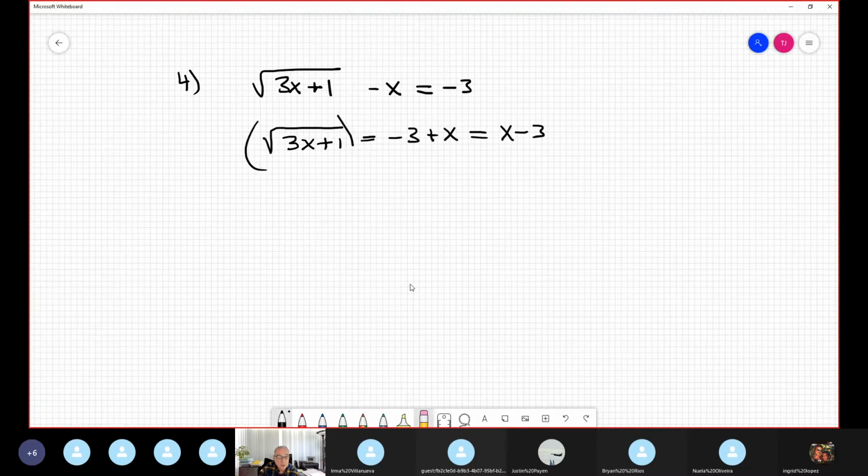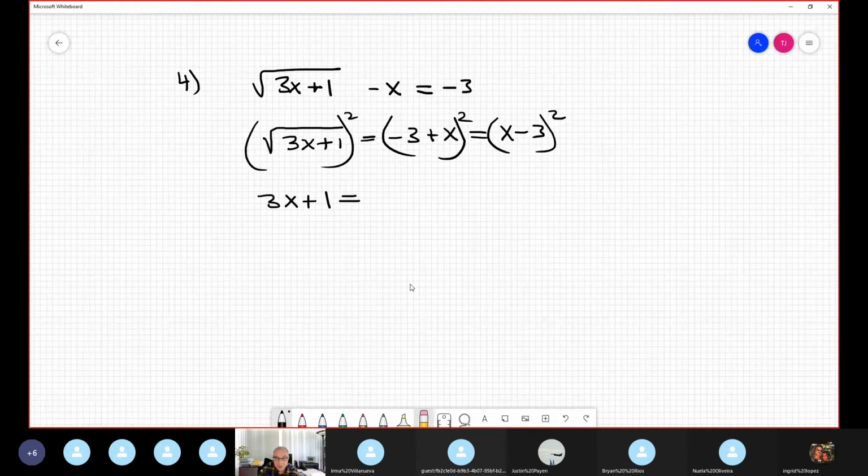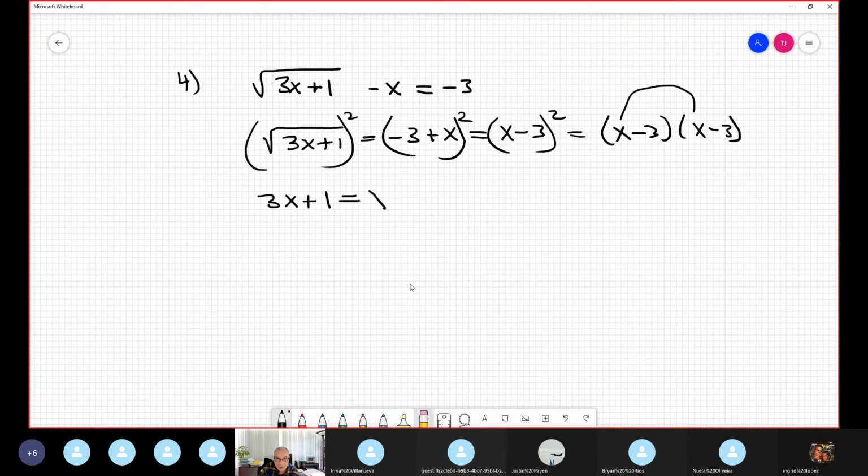Now, in order to remove the radical, you square both sides. So 3x plus 1 is equal to, for me, it's more comfortable doing it this way, x minus 3 times itself. And you never remember the shortcut, the special product. You apply FOIL: x squared minus 3x minus 3x again plus 9.